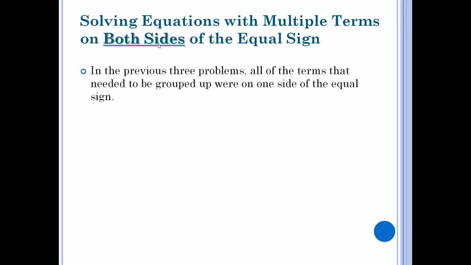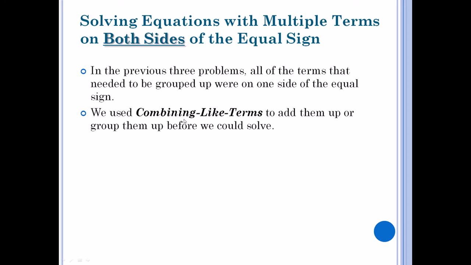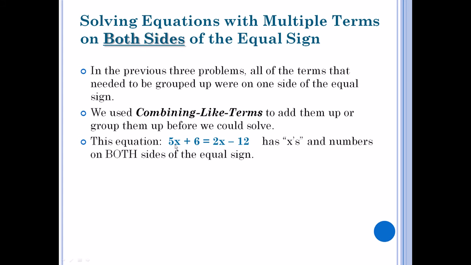All right, so in the previous 3 problems, all of the terms that needed to be grouped were on one side of the equal sign, and we used combining like terms to add them up or group them up before we could solve. Now, when we look at an equation like this, I've got a 5x plus 6 equals 2x minus 12. We have x's and numbers on both sides of the equal sign, and we want to know how we handle it. And it won't be doing combining like terms, because combining like terms happens only on one side.